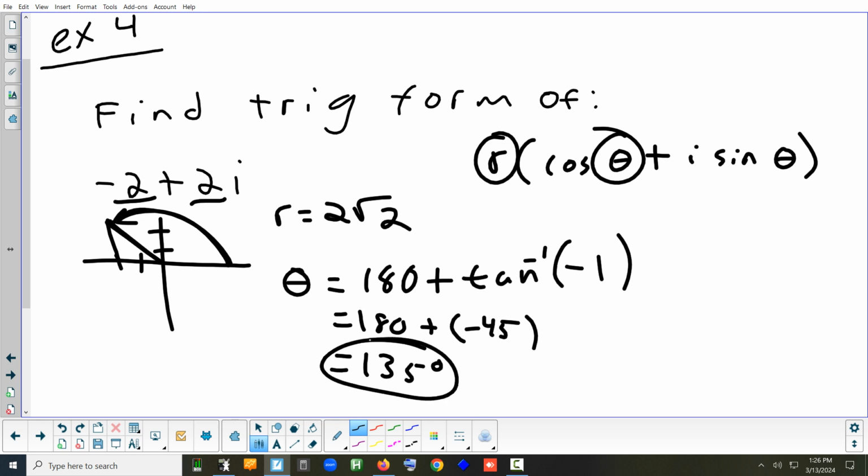Hopefully you could have reasoned out that was the angle a lot easier than that, because this is a 45, 45, 90 triangle, because it's isosceles. So if that's 45 degrees and it's in quadrant 2, it's got to be 135. But if these numbers were different, like 3 and 7, then you got to go through what we just did, because you're going to get a decimal.